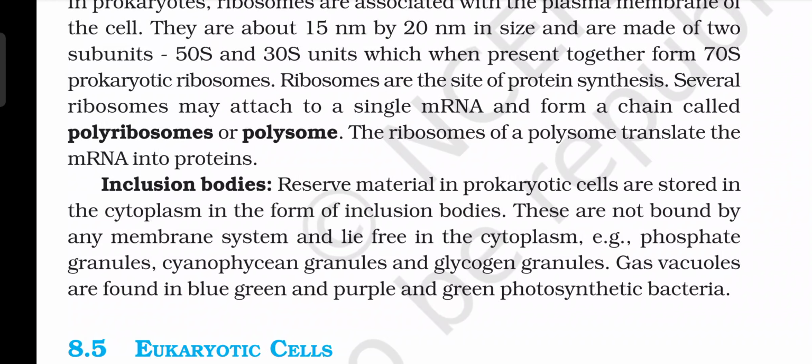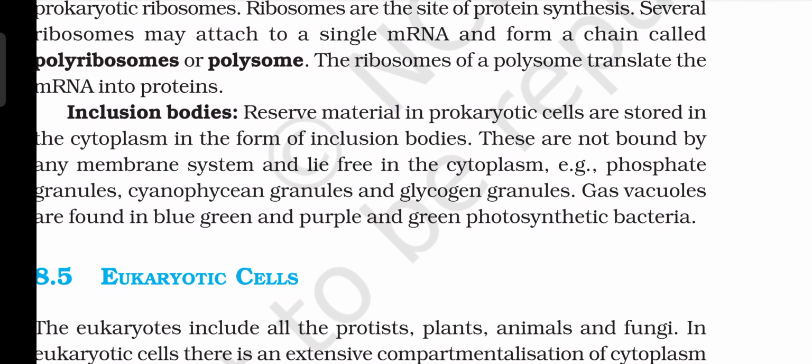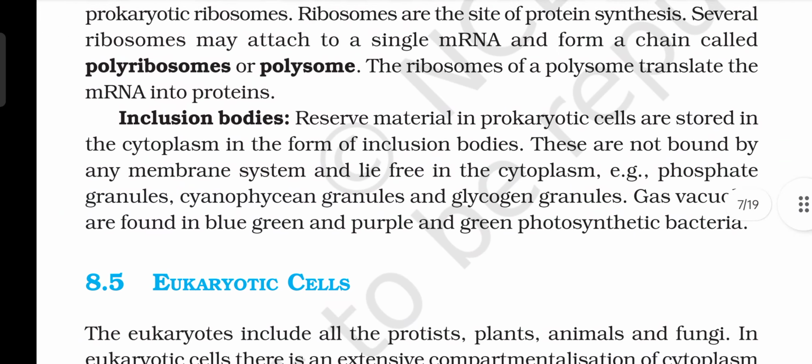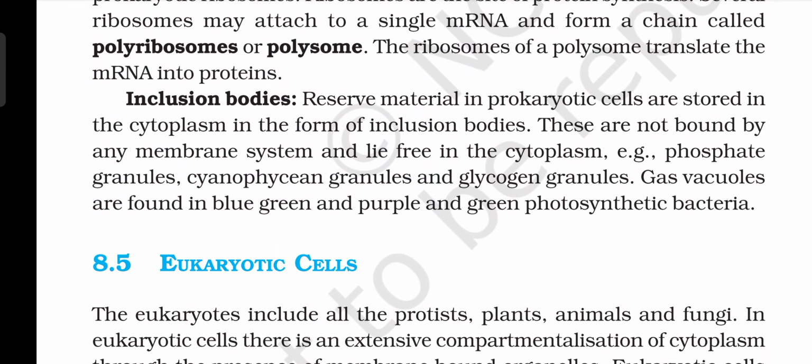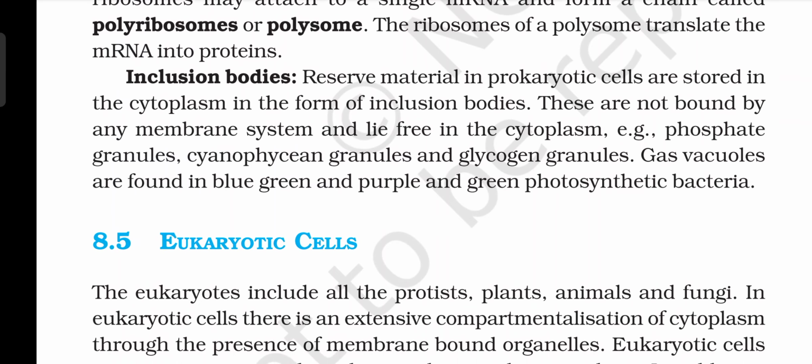The ribosomes of a polysome translate the mRNA into protein. Inclusion bodies. Reserve materials in prokaryotes are stored in the cytoplasm in the form of inclusion bodies. They are not bounded by any membrane system and lie freely in the cytoplasm. Examples: phosphate granules, cyanophycean granules, and glycogen granules.